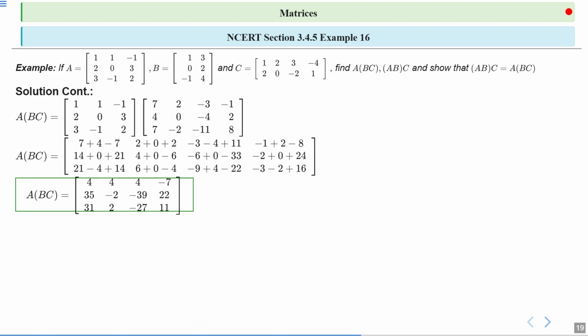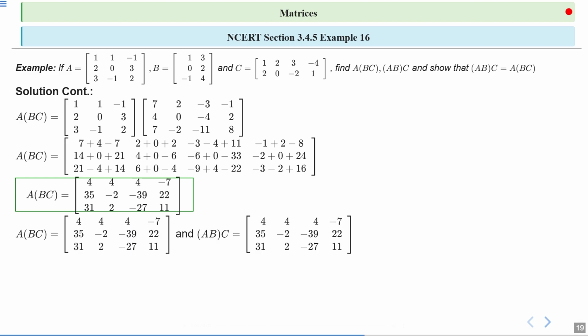Okay. So A into BC will be equal to 4, 4, 4, minus 7, 35, minus 2, minus 39, 22, 31, 2, minus 27, 11. And AB into C will be equal to 4, 4, 4, minus 7, 35, minus 2, minus 1, 39, 22, 31, 2, minus 27, 11. Okay. Clearly we can see that AB into C is basically equal to A into BC, right?